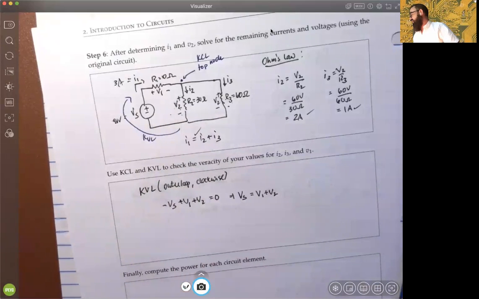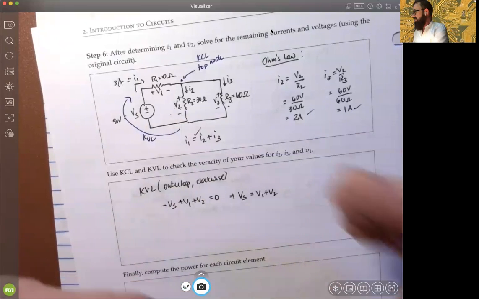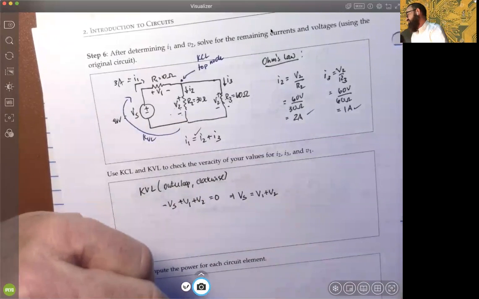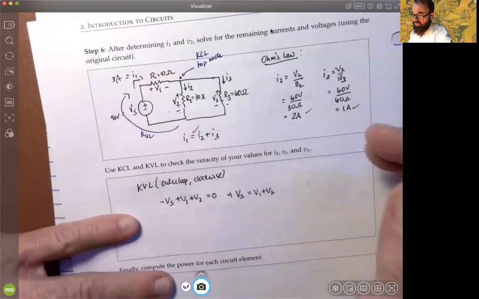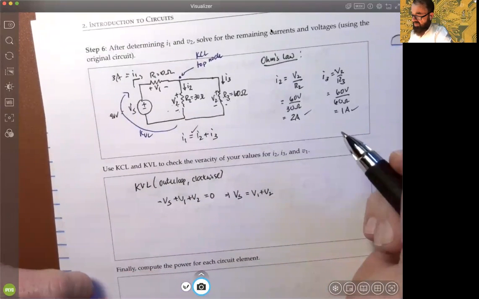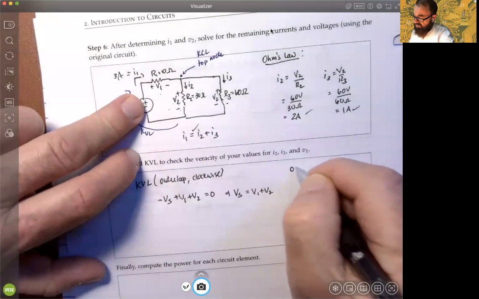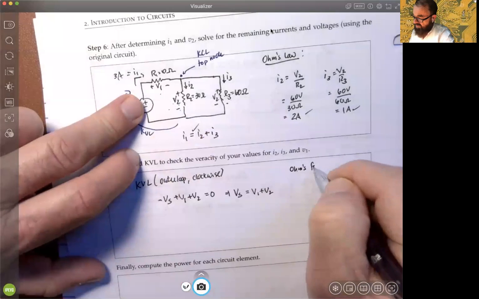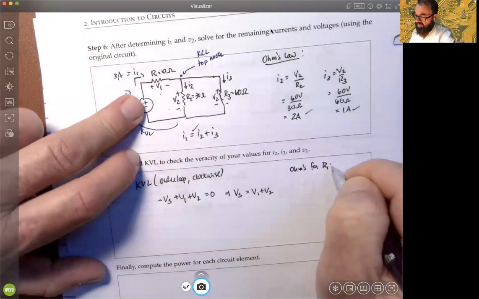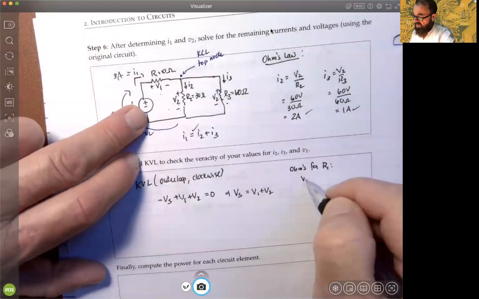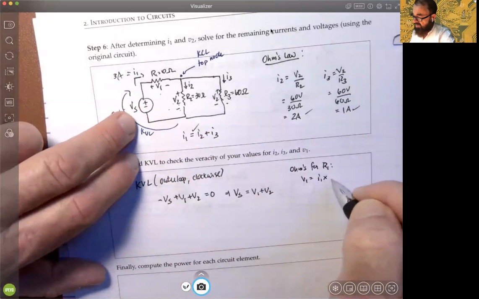All right. I was going to say, we need to go back and look to see if we in fact have those two. Well, if we want to check V1, we could do that, because I don't think we've done that yet. So let's go ahead and check the value of V1, because if we do Ohm's law for R1, we should have that V1 is equal to I1 times R1.